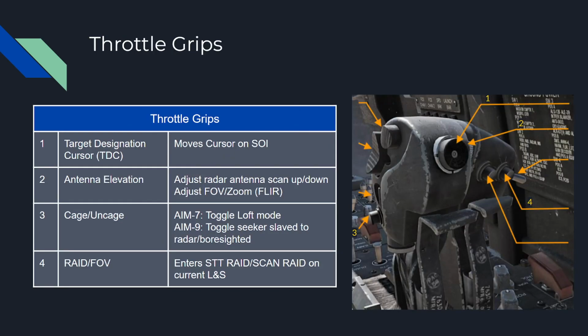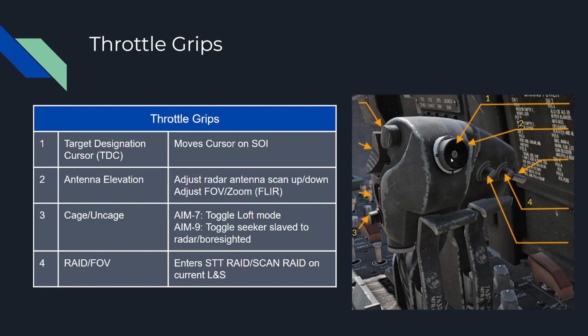Your throttle contains a couple other controls. Mainly your TDC or target designation cursor. It's going to move the cursor on whatever sensor of interest you have selected. Your antenna elevation, which is nestled back there, is a spring-loaded switch that auto centers, not a rotary. And DCS does respect that auto centering function, so it can mess with you if you've got it set to a rotary switch. This is going to adjust the antenna elevation scan up and down, and it's also going to adjust the field of view or zoom when you've got the FLIR format up.